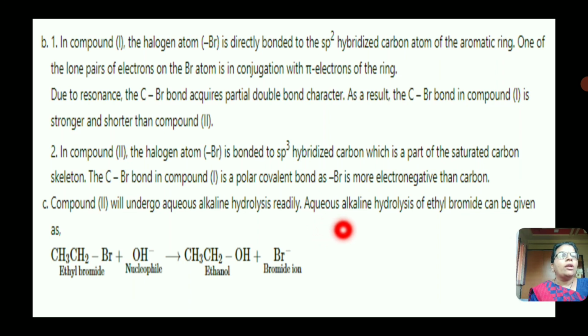Aqueous alkaline hydrolysis of ethyl bromide gives the following reaction: CH3CH2Br, that is ethyl bromide, when it undergoes alkaline hydrolysis with aqueous KOH or aqueous NaOH, forms ethyl alcohol, that is CH3CH2OH plus Br minus.